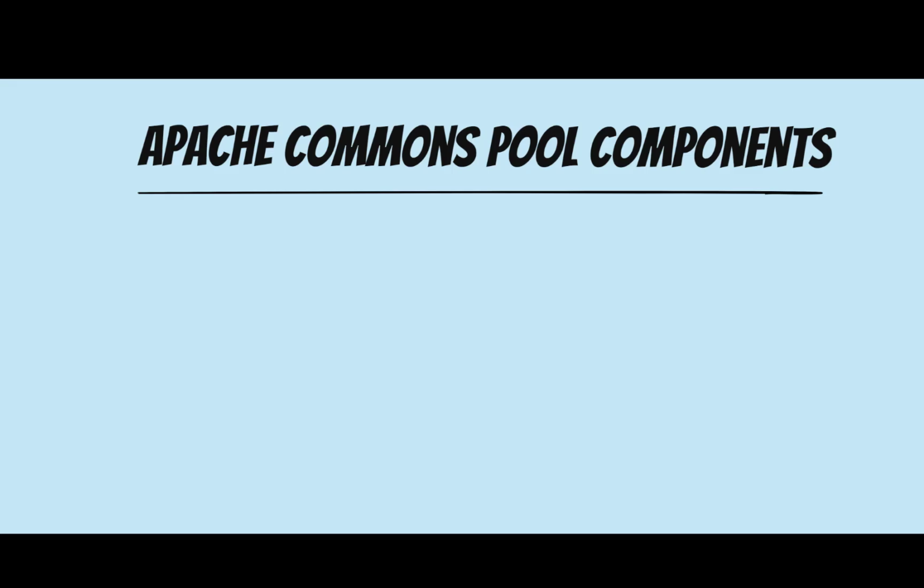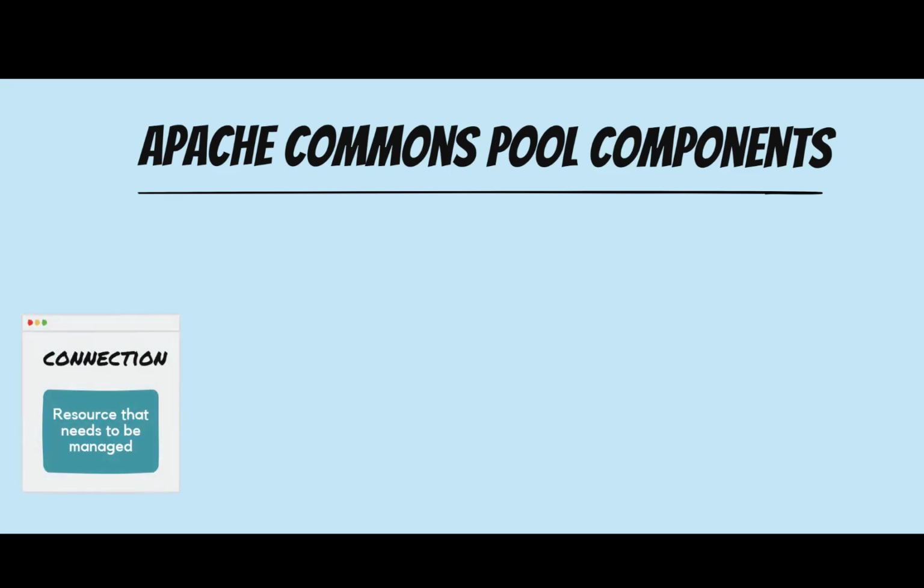Let's understand the core components required to implement Apache Commons Pool in your project. This is the actual resource we want to manage in a pool. It can be a database connection or socket connection, which are most commonly used. This creates and destroys resources for the pool. It defines how the resources or connections will be initialized or disposed of.